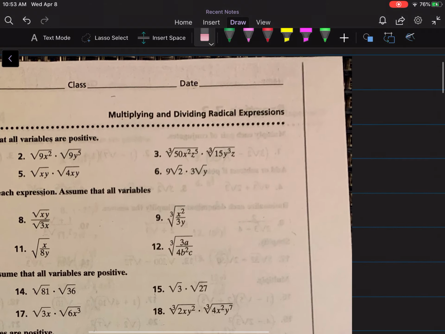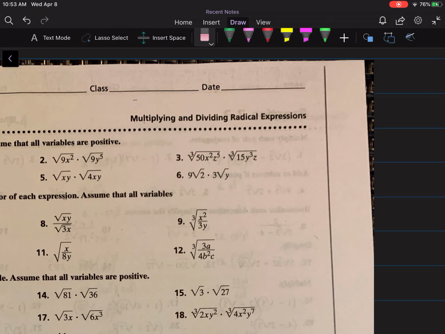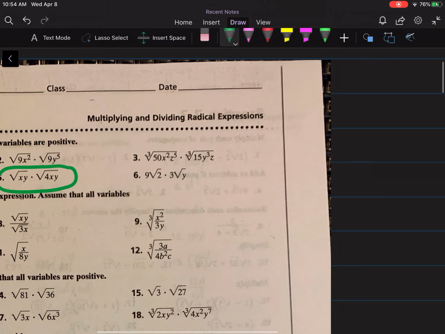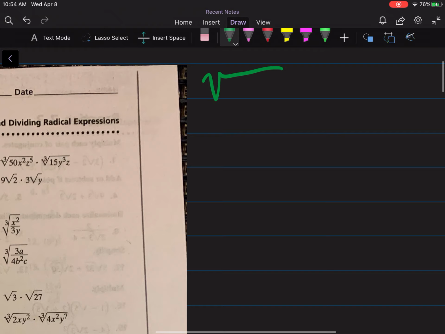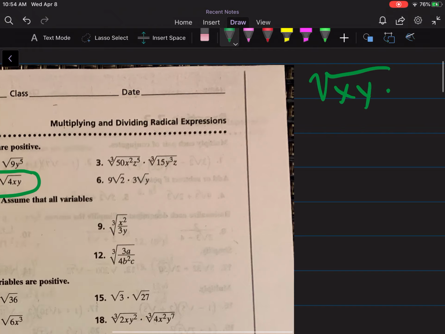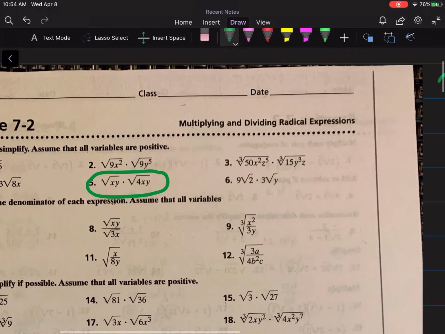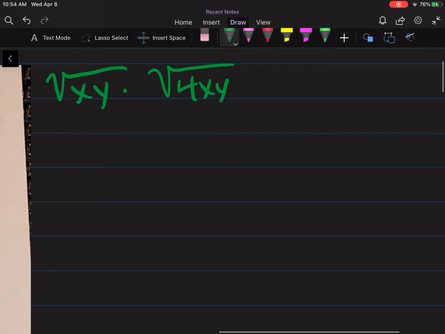And let's look at number 5. Basically, we're going to take everything that's inside these little houses and write them out. We have square root xy times square root 4xy. Okay? So we're just going to transfer them all into one house.